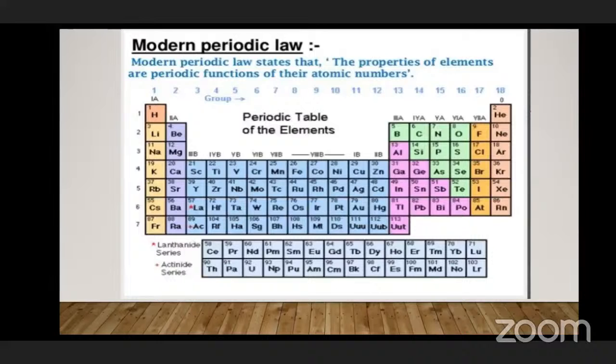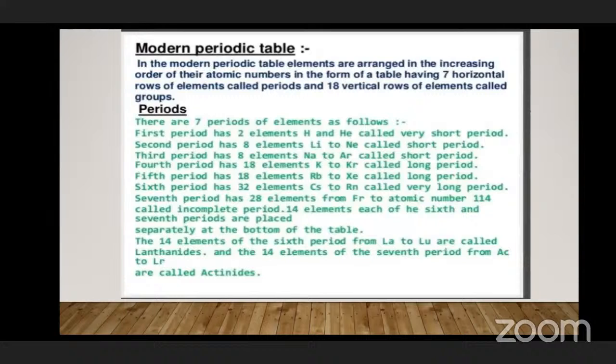Each of these periods consists of what? 14 elements. So these 14 elements of each of the sixth and seventh periods are placed separately at the bottom of the periodic table. Those are called lanthanides and actinides. The 14 elements of the sixth period from lanthanum to lutetium are called lanthanides.